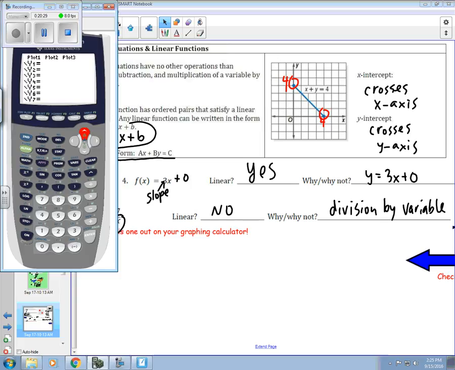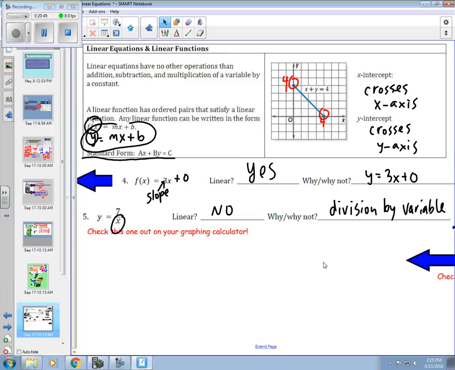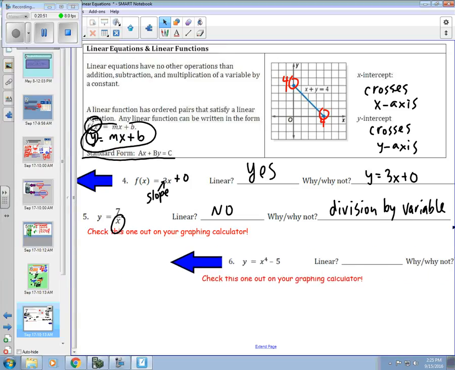So we'll graph out 7 divided by x. If you look at this graph, you can see it's curved on there. That's not a straight line like we want. Here's a better view of it. You see the curves going on. You can't have a linear equation that has a curved part to it. So definitely not linear.